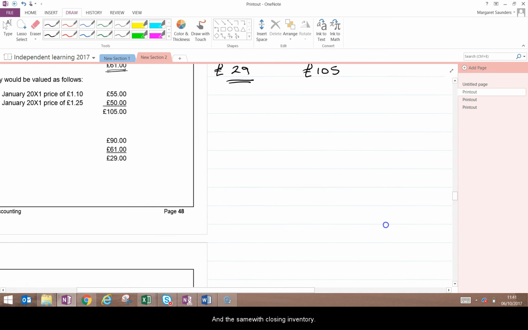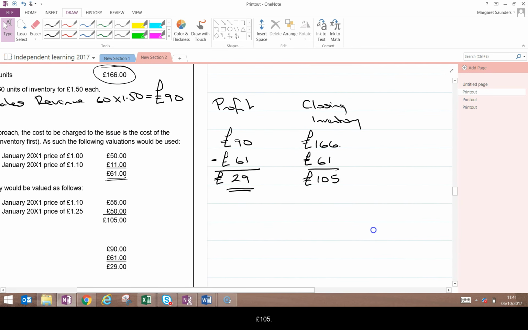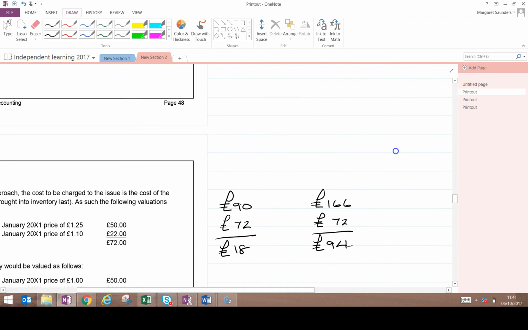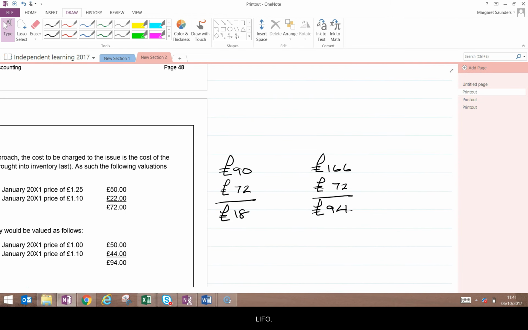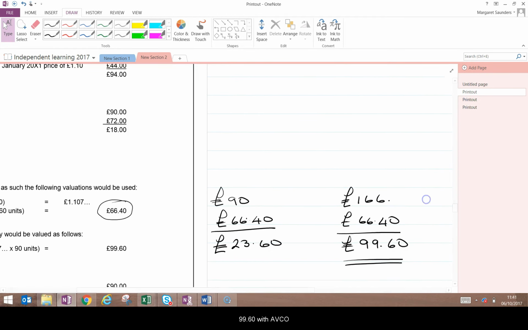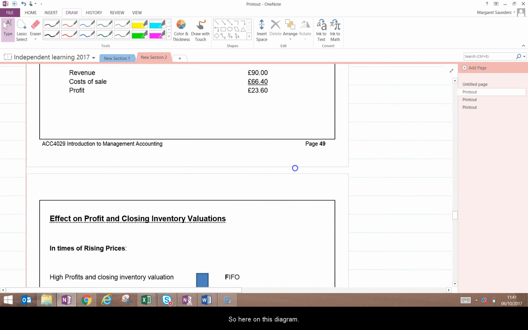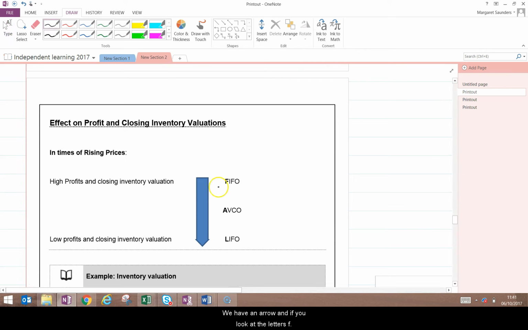And the same with the closing inventory. 105 with FIFO, 94 with LIFO, 99 with AVCO. So again, AVCO is in the middle. So here on this diagram we have an arrow, and if you look at the letters F, A, L, FAL spells fall. So profit and closing inventory valuation are falling. So with FIFO they're the highest, falling to AVCO, falling to LIFO.